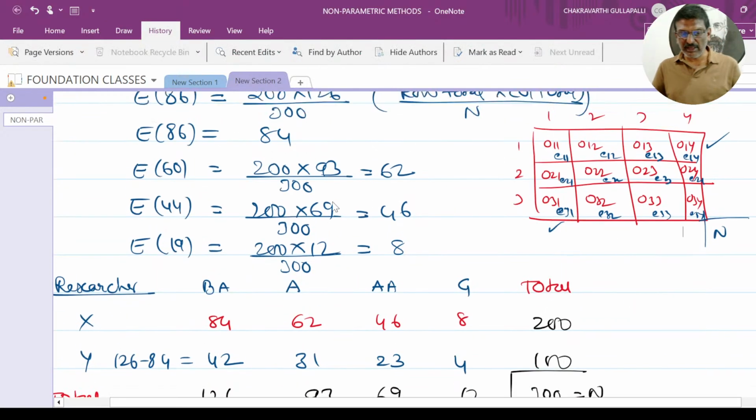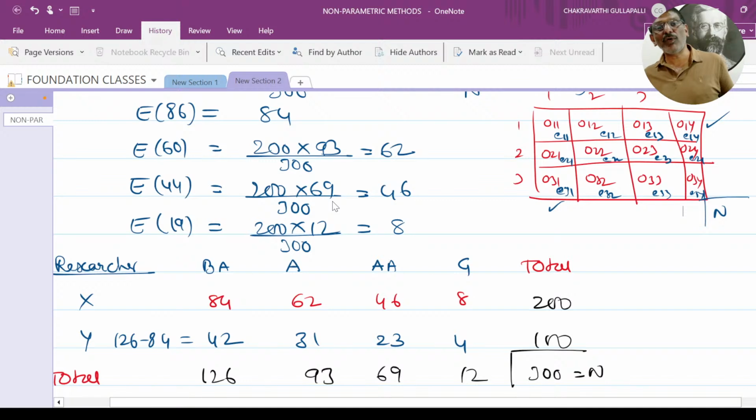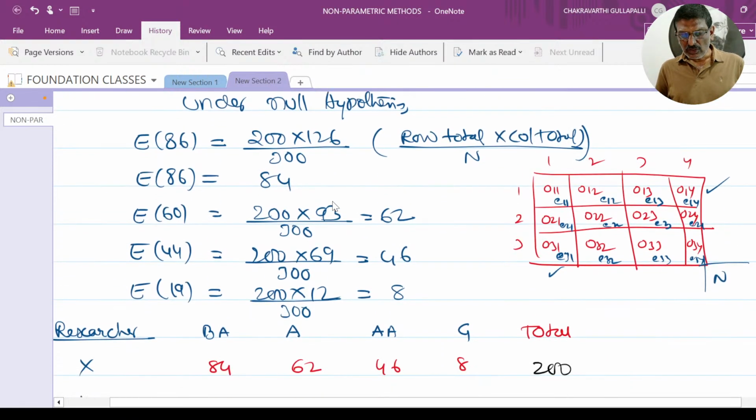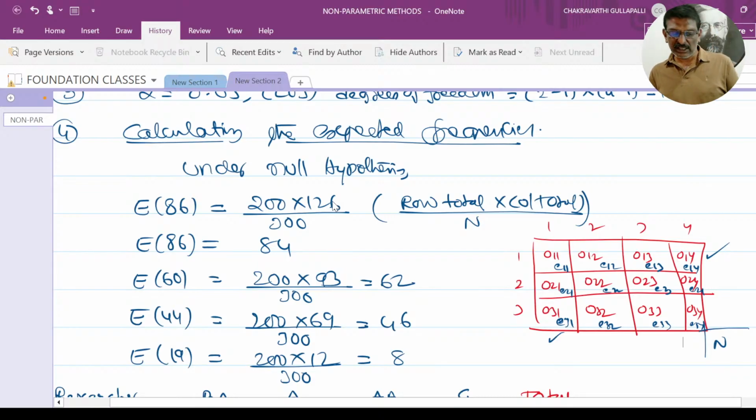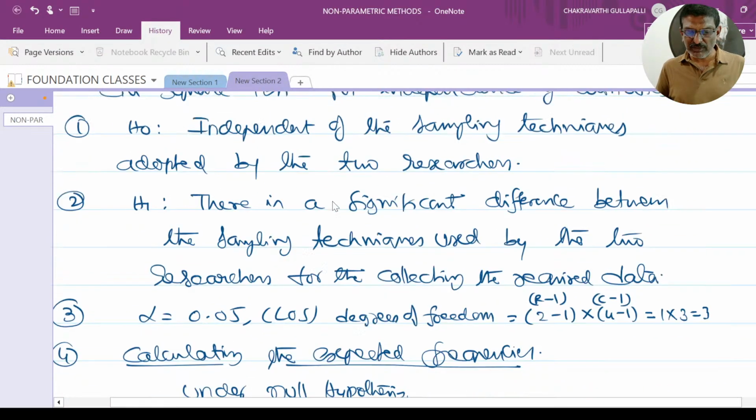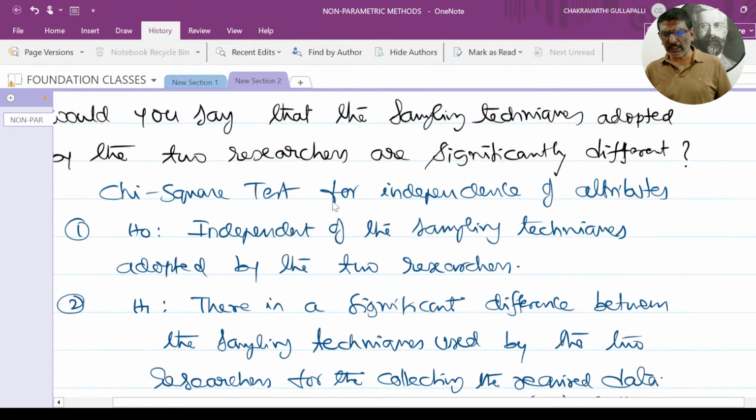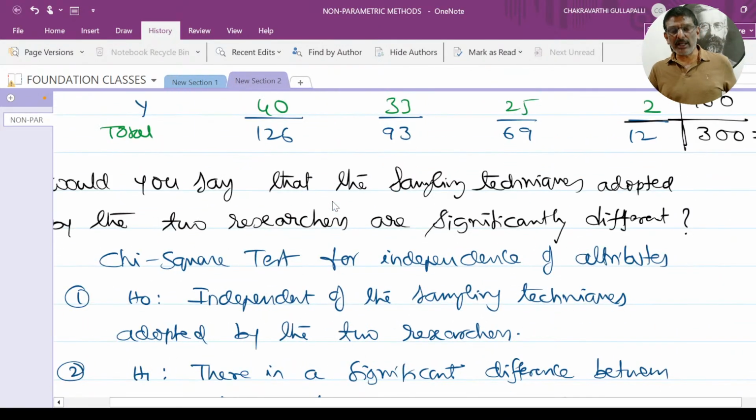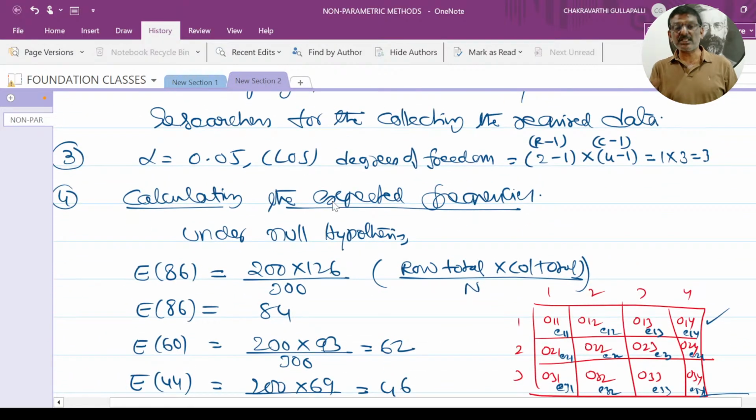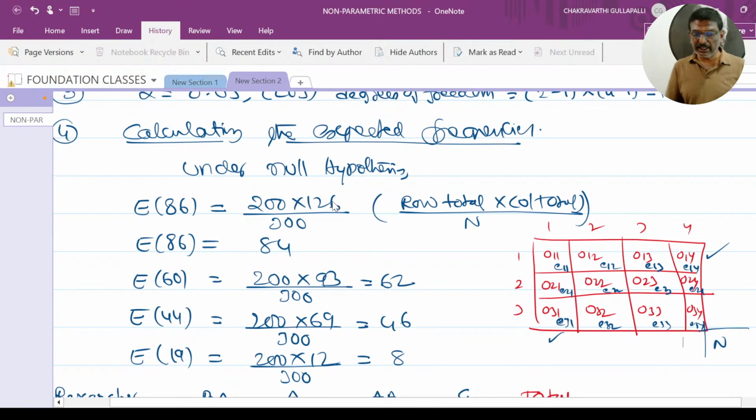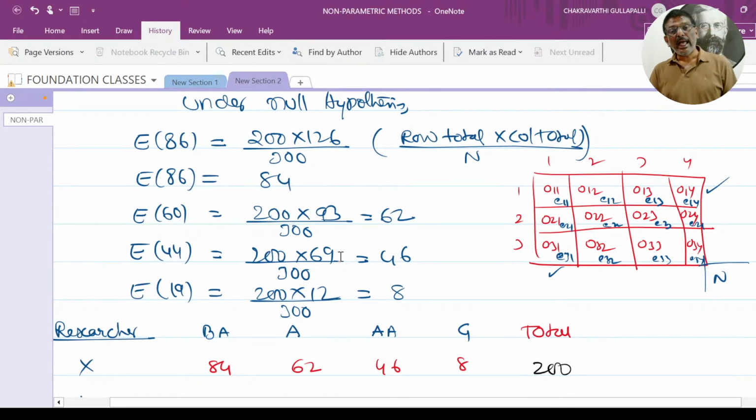The procedure is given based on our 2 by 4 cross table. You have to calculate the expected frequencies using the cell frequencies. So how to calculate the expected frequency of 86? Row total is 200, column total is 126, already computed before. 200 into 126 by 300 gives 84. Similarly, you have to calculate the expected frequencies of 60, 44 and 19.